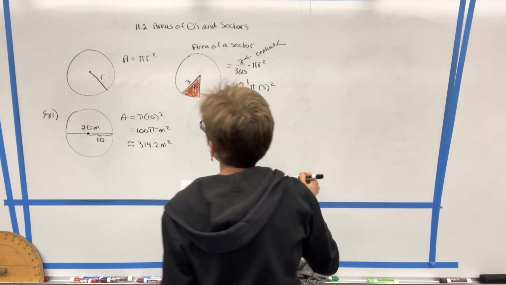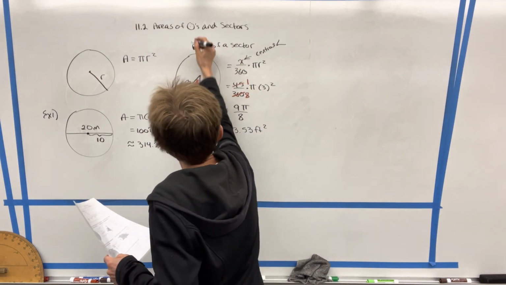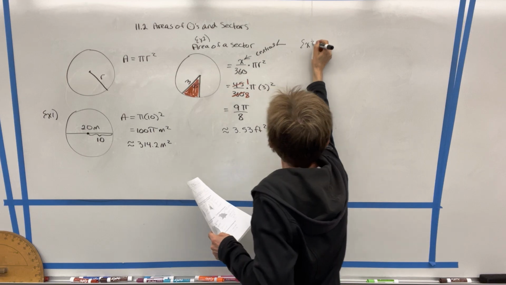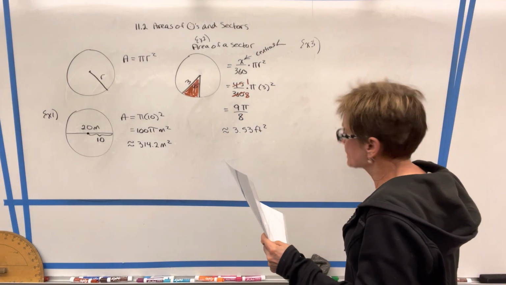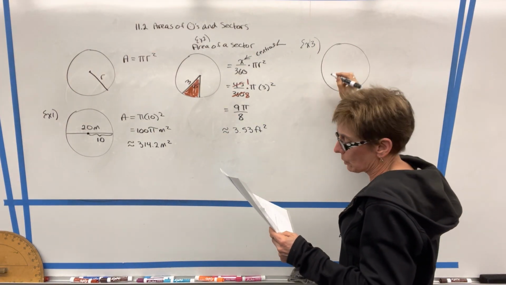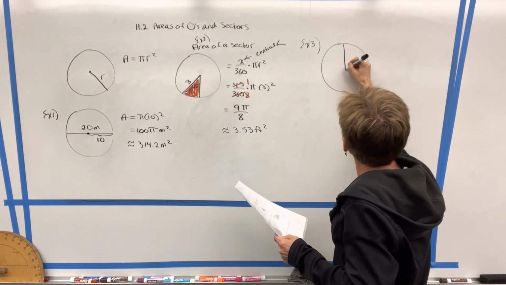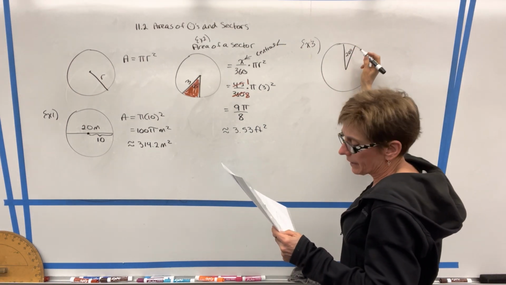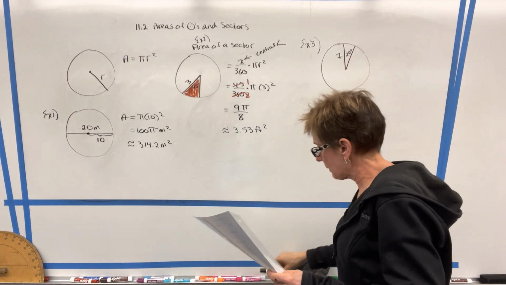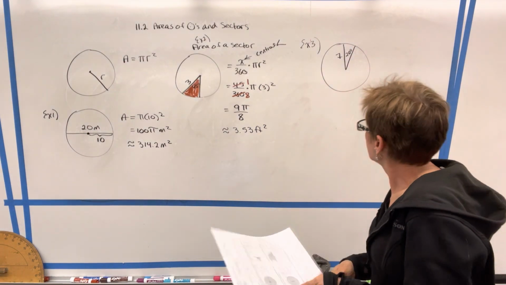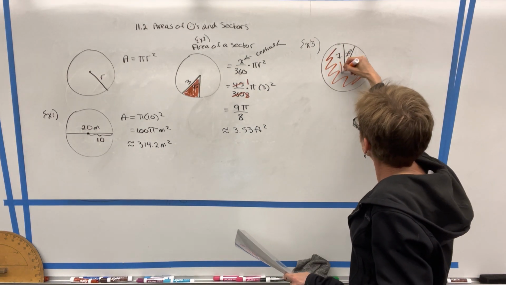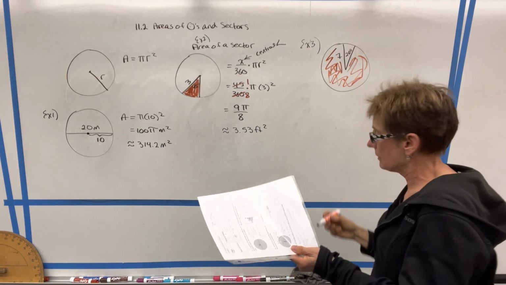Okay, that was example number 2. So let's do example number 3. Now this is a little bit of a trick question. So let me set this up for you. We've got a circle. This angle here is 20 degrees. Our radius is 7. And the question would typically say something like, find the area of the shaded region.